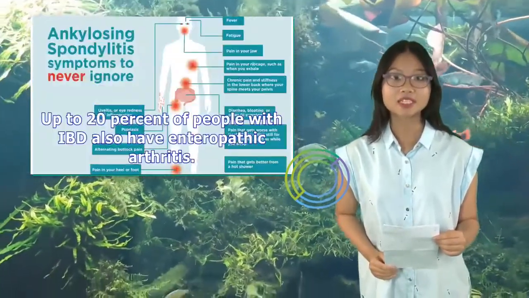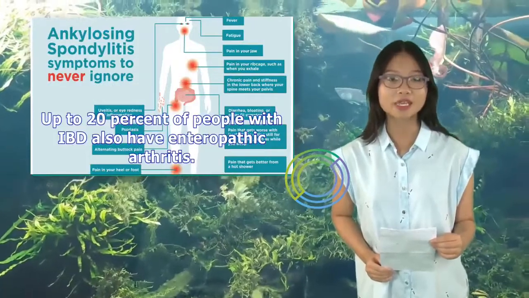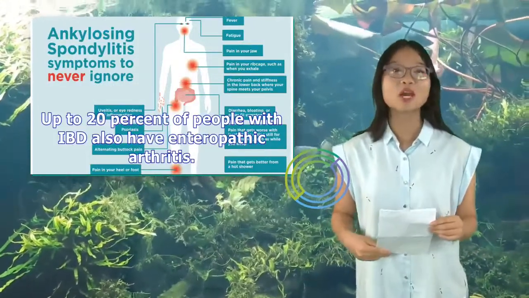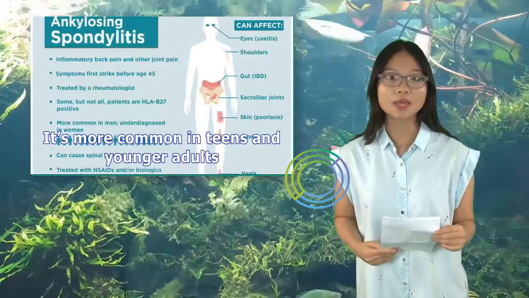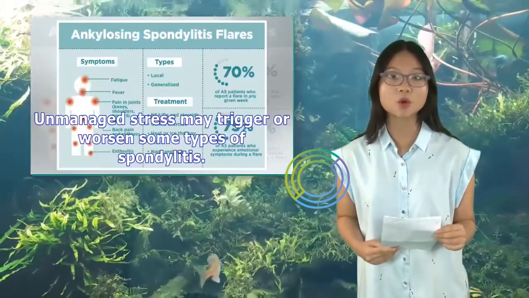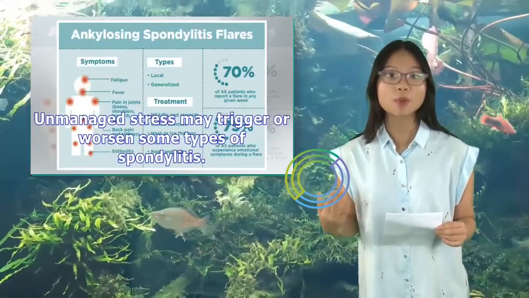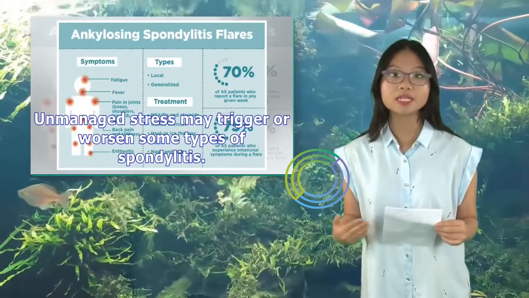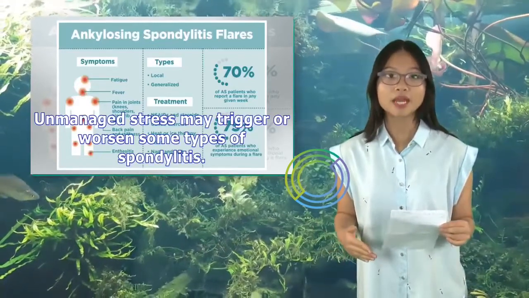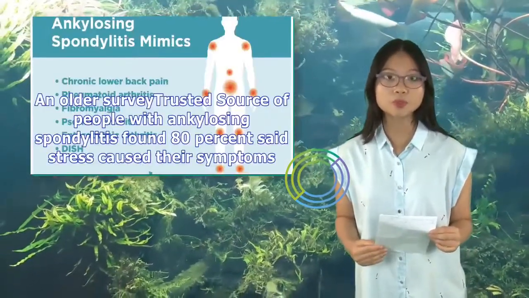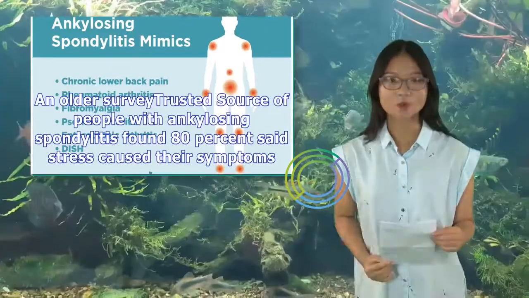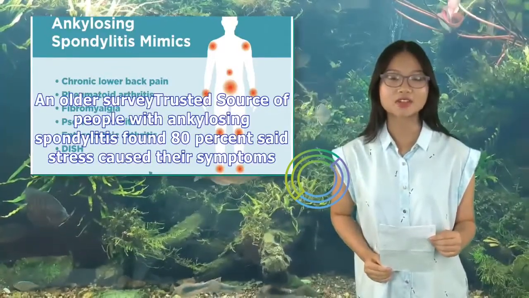Up to 20% of people with IBD also have enteropathic arthritis. It's more common in teens and younger adults. Unmanaged stress may trigger or worsen some types of spondylitis. An older survey of people with ankylosing spondylitis found 80% said stress caused their symptoms.